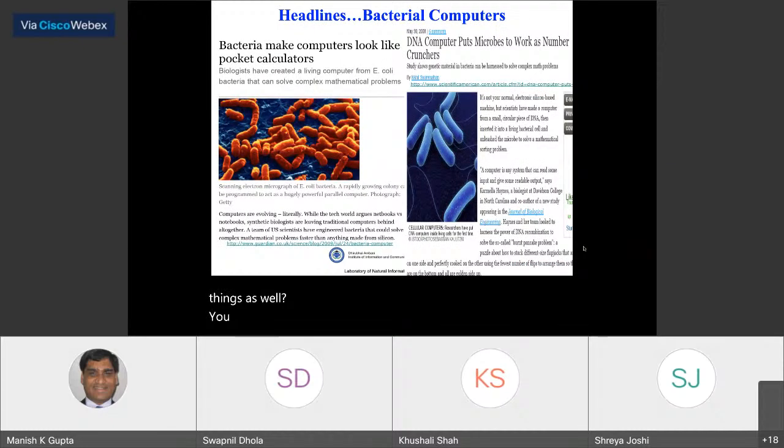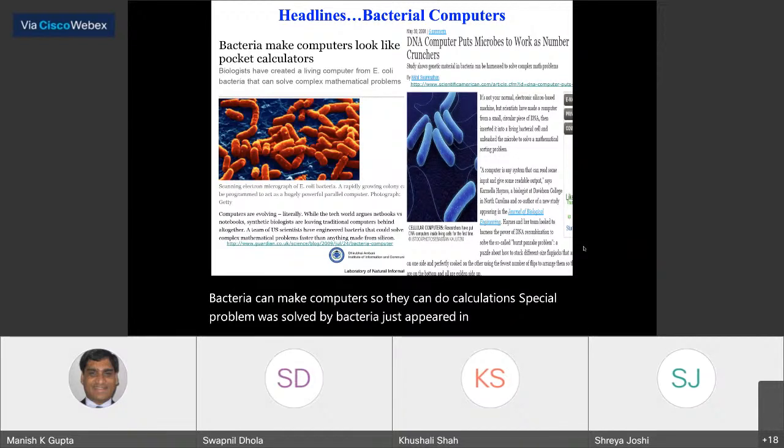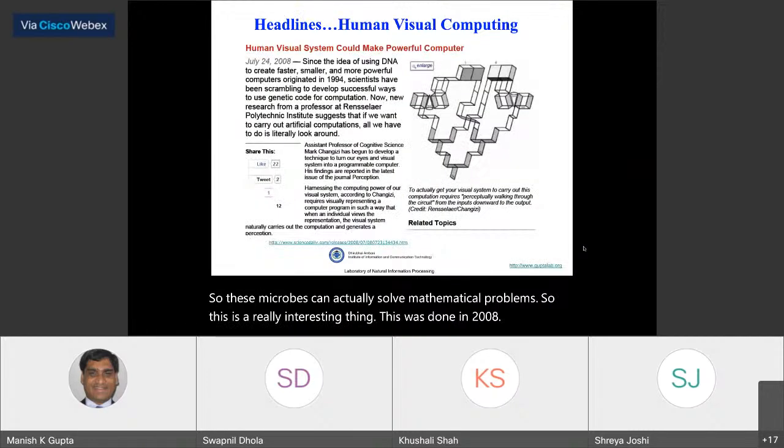Bacteria can make computers, they can do calculations. An exponential problem was solved by bacteria. It appeared in the Journal of Biological Engineering. So these microbes can actually solve mathematical problems. This is a really interesting thing. This was done in 2008. Human visual computing is possible.